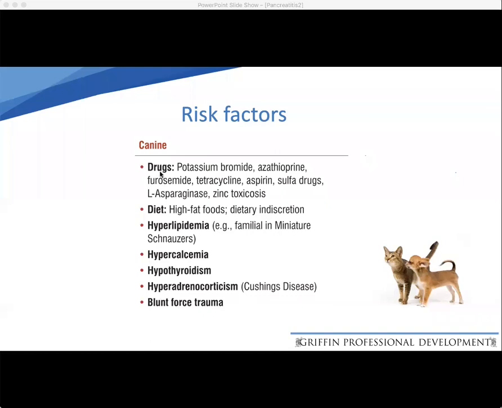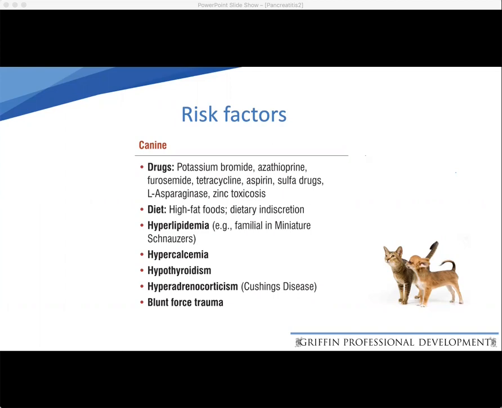We also get some drugs being associated as risk factors. If the animal takes potassium bromide for seizures, or is on azathioprine for some form of immune-mediated disease, or even what would appear to be benign drugs like furosemide, these can stimulate pancreatitis. Also sulfonamide drugs, which are less in use these days, L-asparaginase, which is sometimes used in protocols for chemotherapy, and even zinc toxicosis. So drug history has to be relevant when we're looking at a case of suspected or confirmed pancreatitis to see if we can find a trigger. Because obviously if we can find a trigger and remove it, there's a greater chance that the animal will do better in the future with fewer further episodes of pancreatitis.